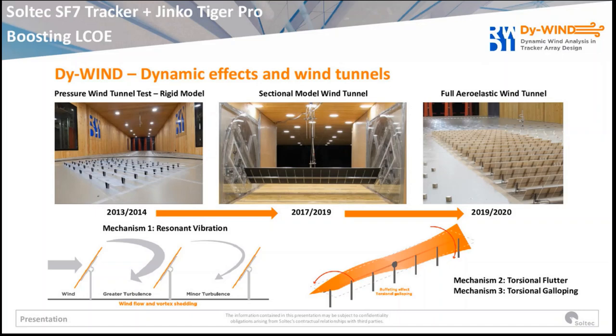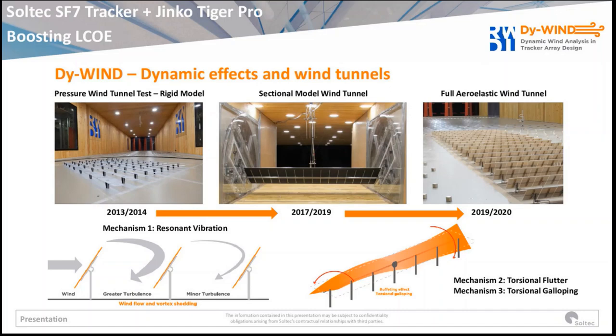And it was the market standard until a few years ago. Every tracker manufacturer in the market just had a rigid model and calculated the tracker in the past using this. We identified that it was a problem because we only had an approximation of the dynamic effect, so we started this collaboration with RWDI. With RWDI, we developed another new wind tunnel test, which is the sectional model. You can see it in the picture in the center of the slide. And in this wind tunnel, the difference is that the tracker can move.